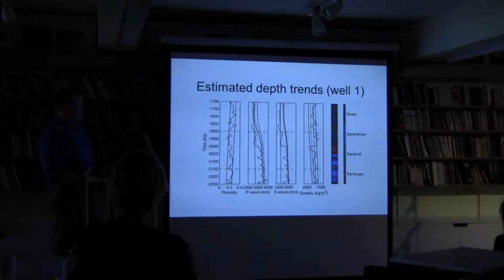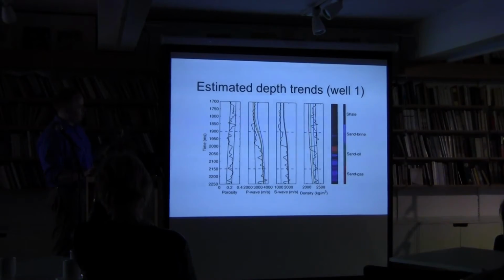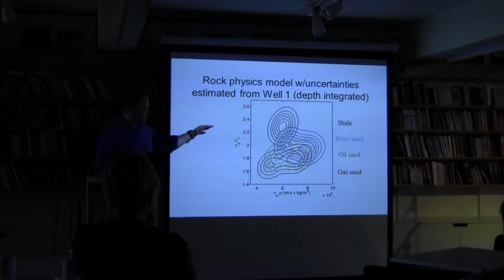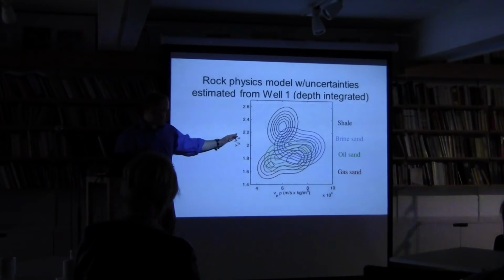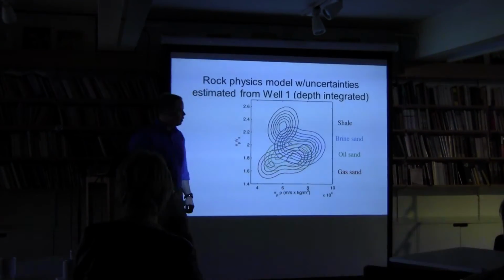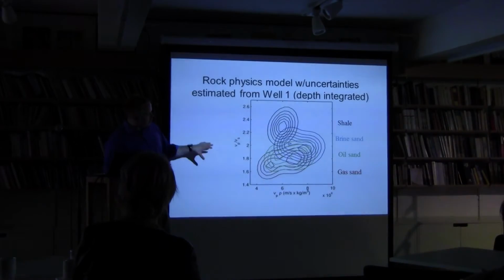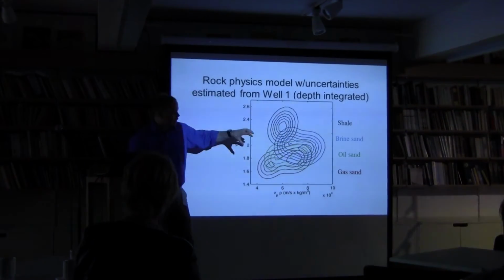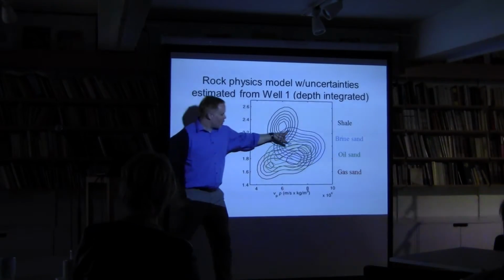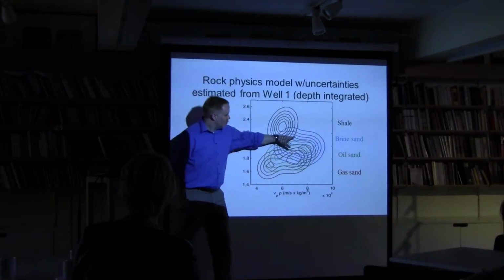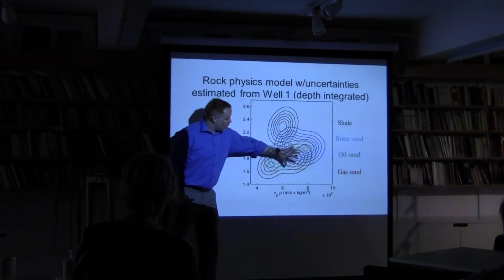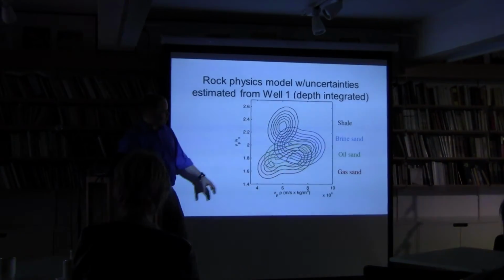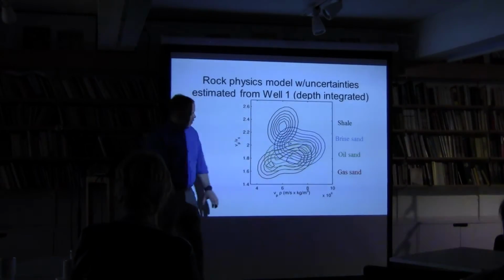You will see over this interval how the properties change as a function of depth. And it's shown here again as a crossplot of VP-VS ratio versus acoustic impedance. And now you see that the different contours group together the different classes. The brine sands in blue, the green are the oil sands, and red are the gas sands. And then you have the background shale here.